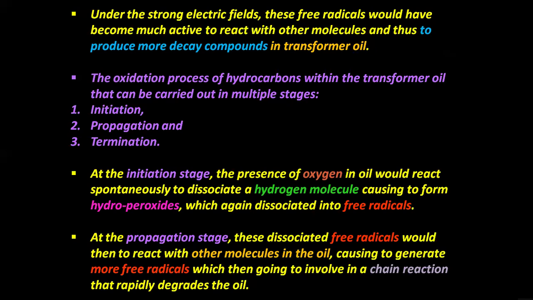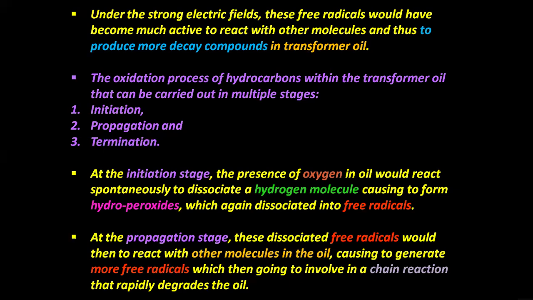The oxidation process of hydrocarbons within the transformer oil can be carried out in multiple stages. 1. Initiation. 2. Propagation. And 3. Termination. At the initiation stage, the presence of oxygen in the oil reacts spontaneously to dissociate a hydrogen molecule, forming hydroperoxides, which again dissociate into free radicals.